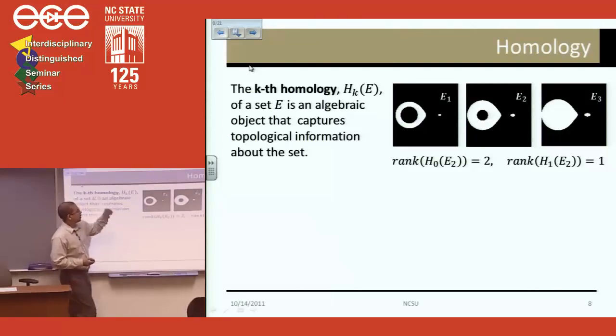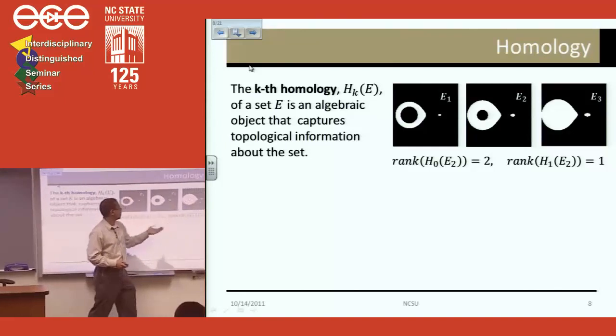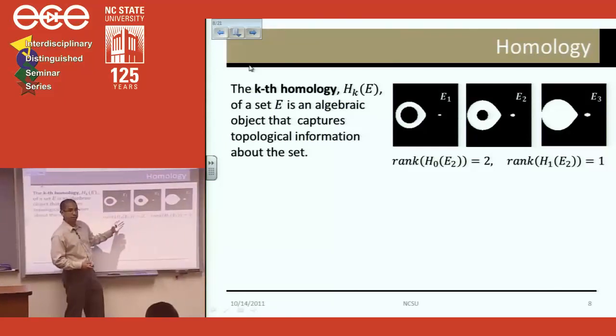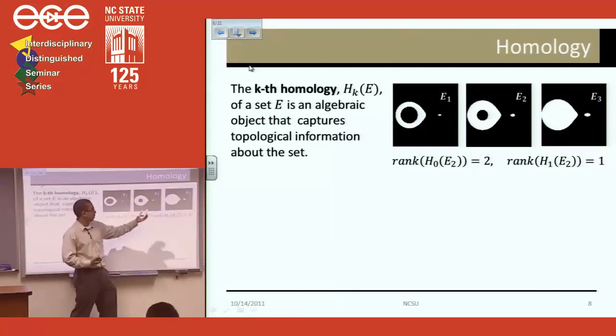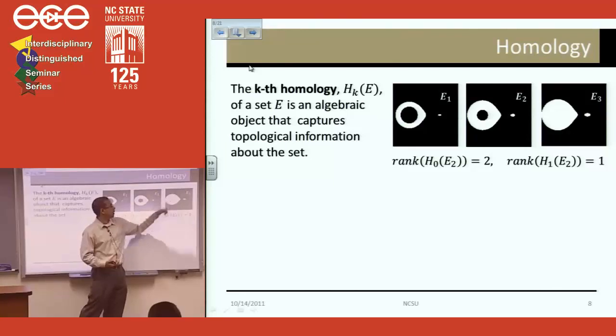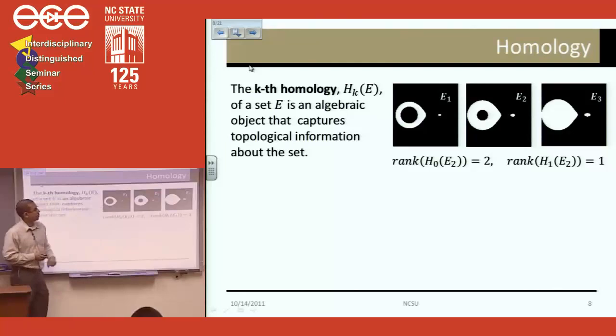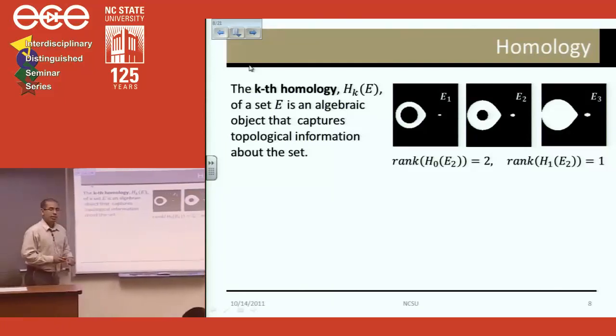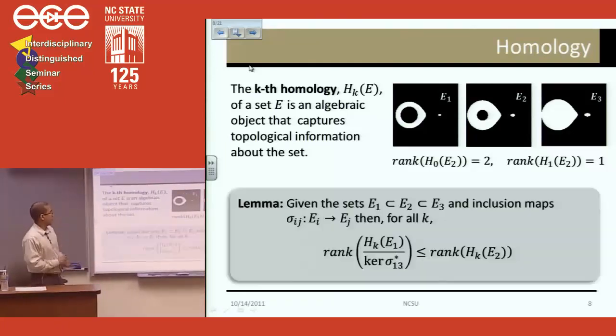Okay, so just to give one more example, for E3, the rank of H0 will be how many connected components you have, again 2. But the rank of H1 of E3 in this particular case would be 0 because there are no cycles in that set. So that's what we're going to deal with. And for that, I'm going to show you one particular lemma that we proved. The lemma is telling us the following.